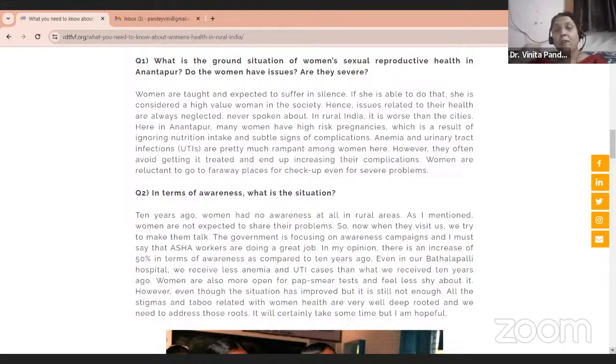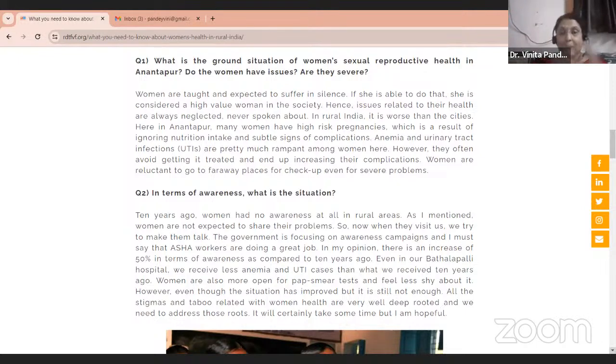So, see, doctors can play a role, especially a gynecologist. A gynecologist can be a mother, a friend, a sister, a counselor, a mentor, a psychologist, providing all kinds of emotional support. So, ask the pregnant women who come for checkup to talk, let them express what exactly they are facing. The government is focusing on awareness campaigns, and I must say that ASHA workers are doing a great job.